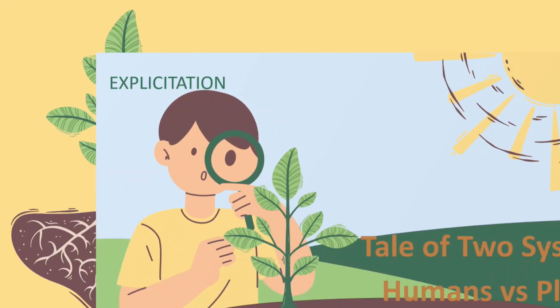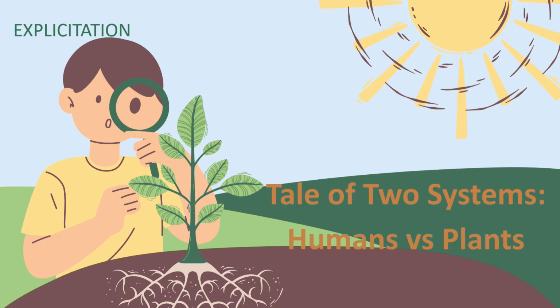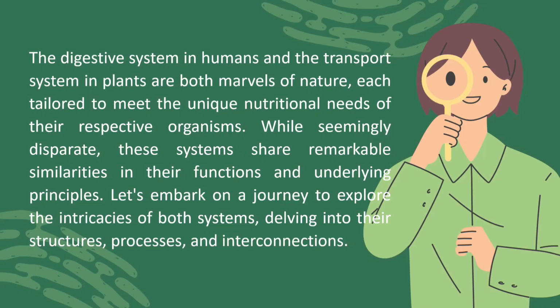Day 2. And our topic is the tale of two systems, the humans versus plants. The digestive system in humans and the transport system in plants are both marvels of nature, each tailored to meet the unique nutritional needs of their respective organisms.